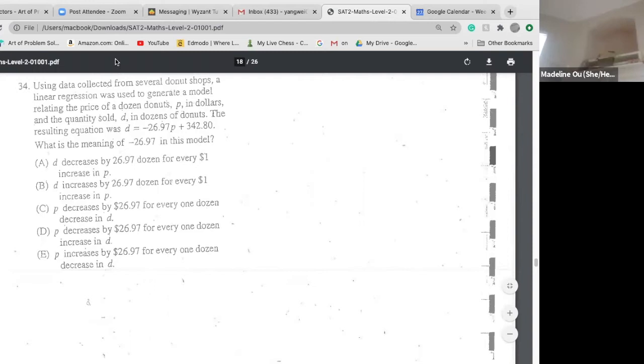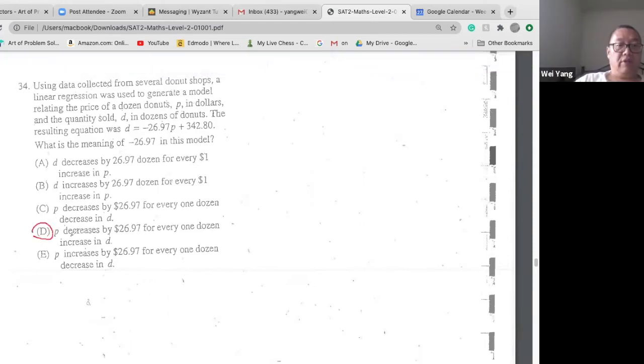D. D. Okay, this one. Using data collected from several donut shops, a linear regression was used to generate a model relating the price P in dollars of a dozen donuts and the quantity sold D of donuts. The resulting equation was D equals this one. What is the meaning of negative 26.97 in this model? Now let's see.